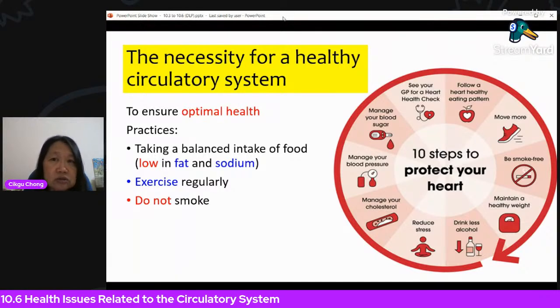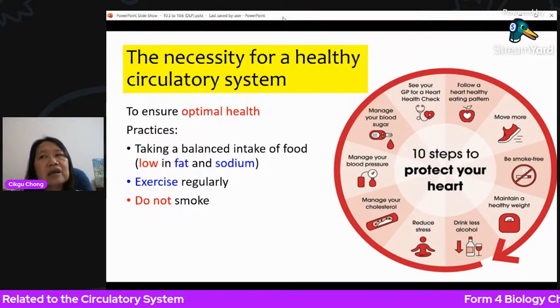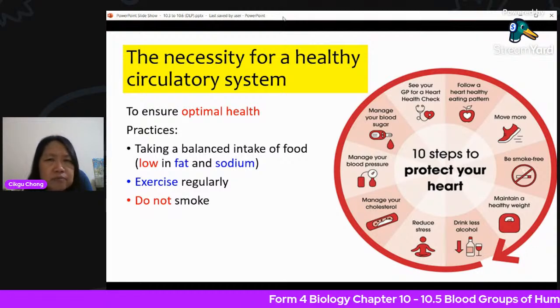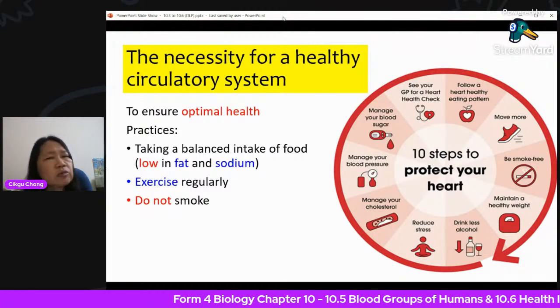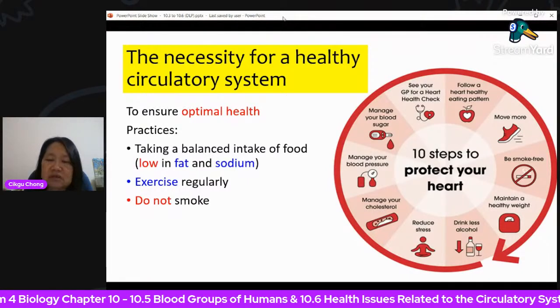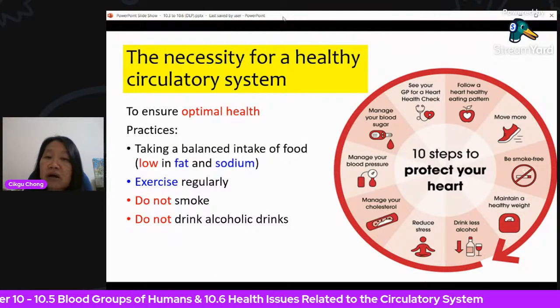A doctor told me this, because my father had a heart problem. He was a heavy smoker. So we brought him to the hospital and the doctor said, please do not smoke anymore. And I was asking, why? What's wrong? Because it hardens your blood vessels. All right. Do not drink alcoholic drinks.